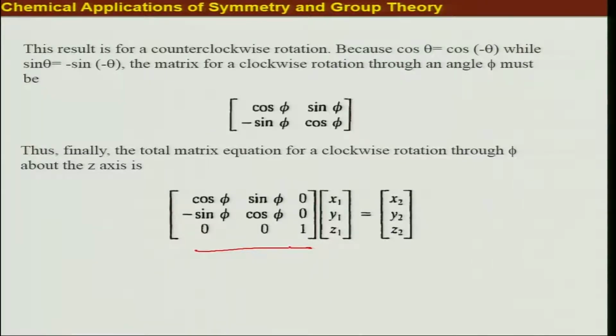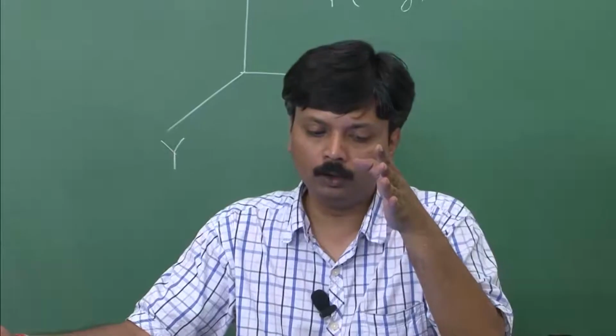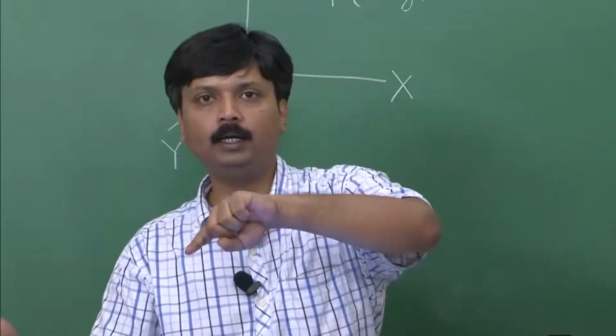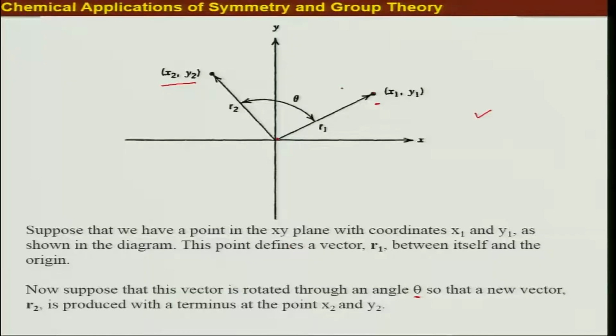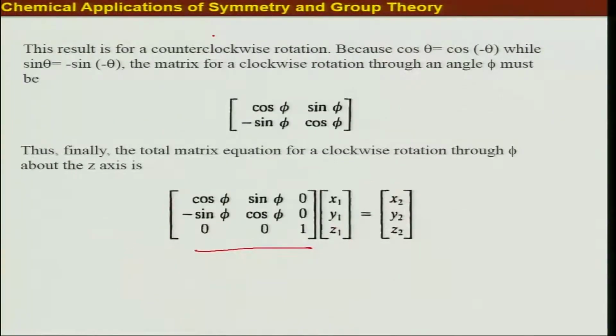It can be either clockwise or counterclockwise. So whatever we did, we rotated in this fashion, right? If we just go back here, we went from x1 y1 to x2 y2, which is counterclockwise, right? So all our derivation so far is based on a counterclockwise rotation.